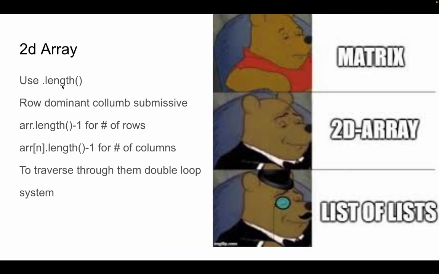So remember, 2D arrays use dot length with your parentheses. Your rows are dominant, basically meaning that they come first, and columns come second. So you have your array dot length minus 1 for the index of rows, and then array, box bracket, whatever row you want, dot length parentheses minus 1 for the index of columns, not number, index, sorry. And you traverse them through a double loop system.